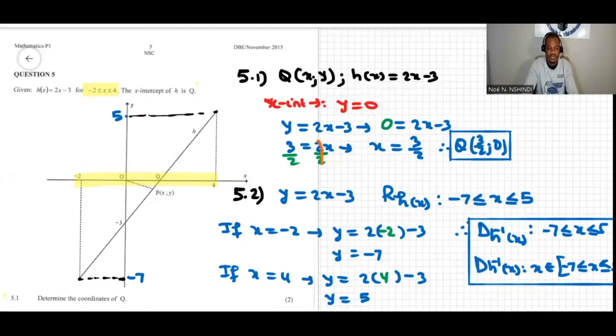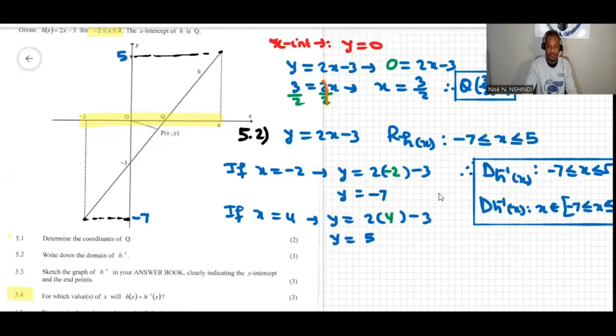Well, we have a question here. The question says, given h of x equal to 2x minus 3 for -2 less than or equal to x less than or equal to 4, the x-intercept of h is q. Now, in the previous videos, we did question 5.1 through 5.3, as you can see there. And now we're going to do question 5.4.